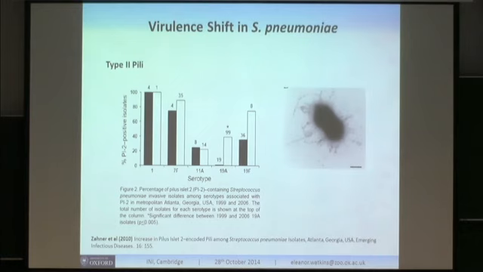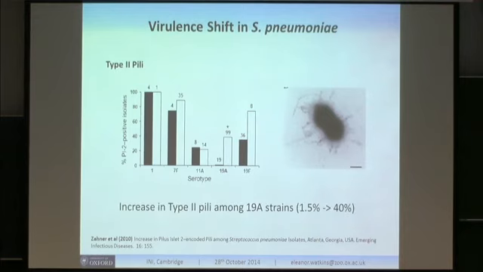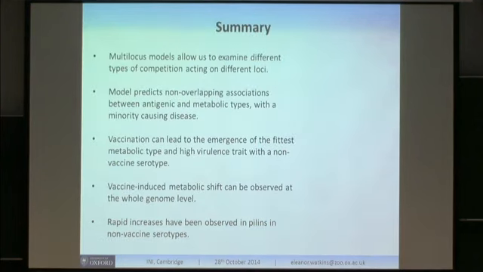And again, a similar story with type 2 pili. This is some data from Atlanta. There's been a huge increase of type 2 pili among 19A, and again this is driven mainly by ST320. So there's the 19A data. Whirlwind.